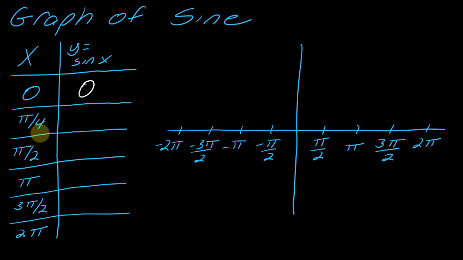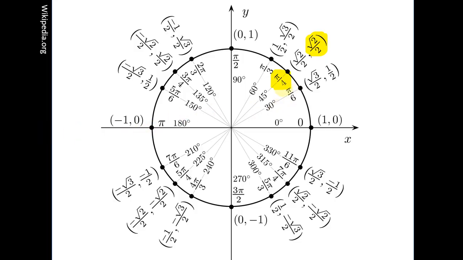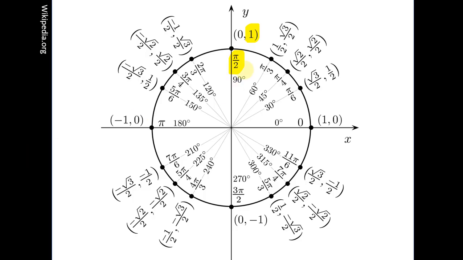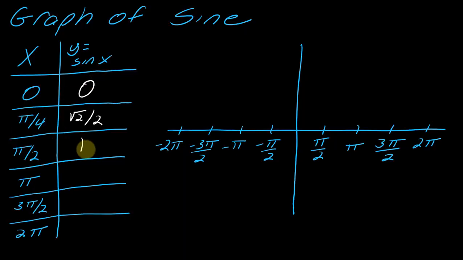Or what about pi over 4? So what if I go to pi over 4? So at pi over 4, I just pull out the y coordinate, right, to get the value of sine. So here's my y coordinate. Here's the value of sine. What about pi over 2? So just one more time to do this. So at pi over 2, the y coordinate is 1. So in my table, I can fill in 1.